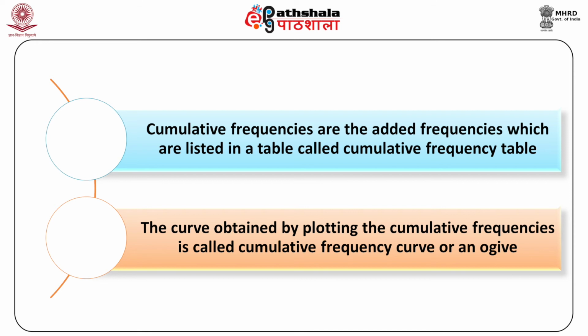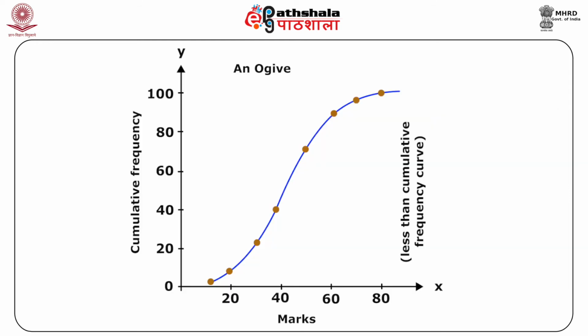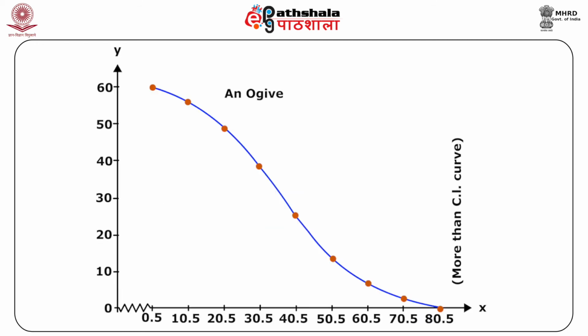The curve obtained by plotting the cumulative frequencies is called a cumulative frequency curve or an ogive. Two ways for construction of ogives are: number 1, the less than method, where we start with upper limits of classes and then keep on adding the frequencies to obtain a rising curve, as can be seen in the figure. And the second is the more than method, where we start with lower limits and keep on subtracting the frequency of each class to obtain a declining curve, as can be seen.